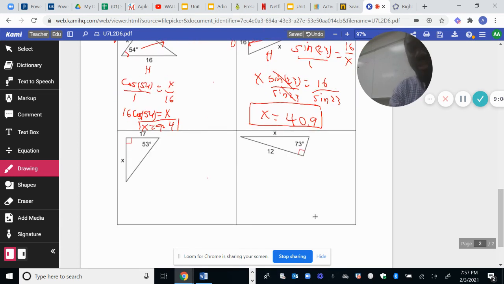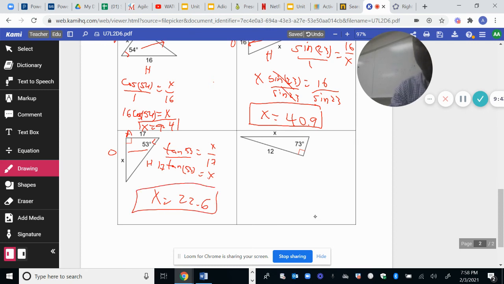The last two questions here, reference angle, opposite, adjacent, hypotenuse. Since we have opposite and adjacent, it's going to be tan. So tan 53 will be x over 17. You can cross multiply, so it's going to give you 17 times tan 53 equals x. So when you put 17 times tan 53 in your calculator, x is going to be equal to 22.6.